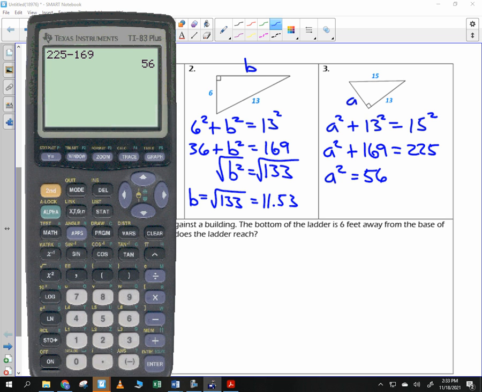Is there a perfect square that divides evenly into 56? 4 goes in 14 times. So A is equal to 2 roots of 14. What's that? And if we take the square root of 56, we get 7.48.